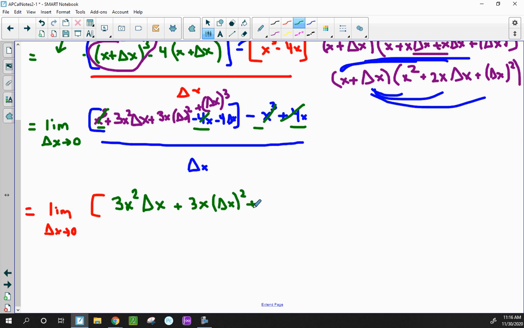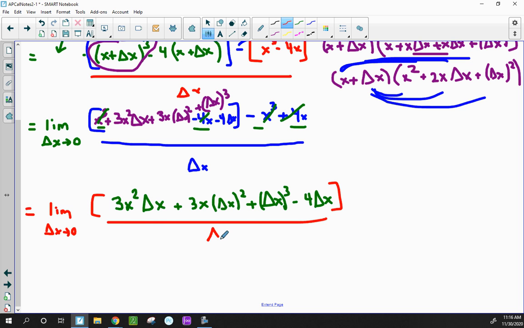And then we've got delta x quantity cubed. And let's see, so I've got that term, I've got this term, oh, this one. I need to bring down my negative 4 delta x because it did not cancel. Alright, so I got all that.